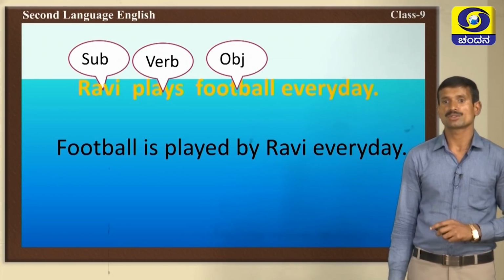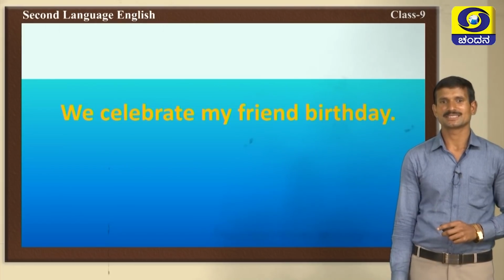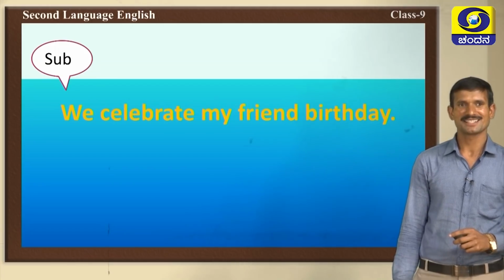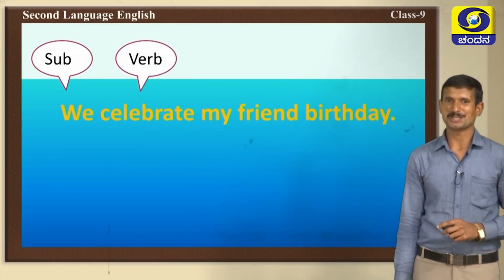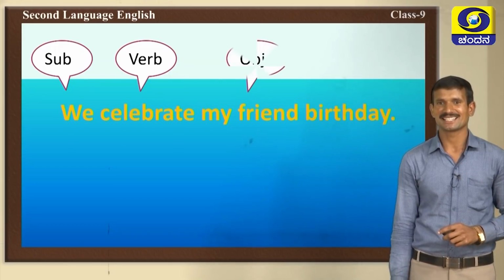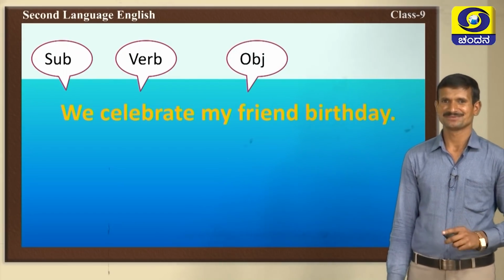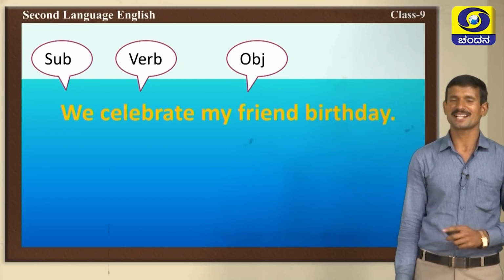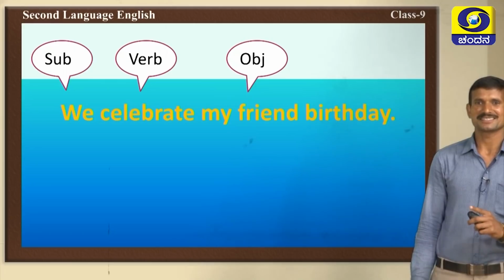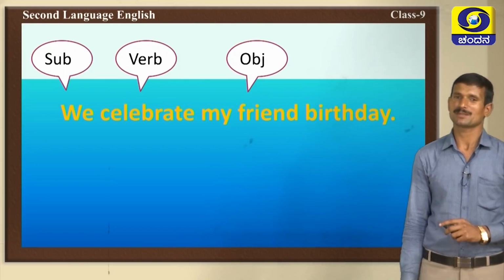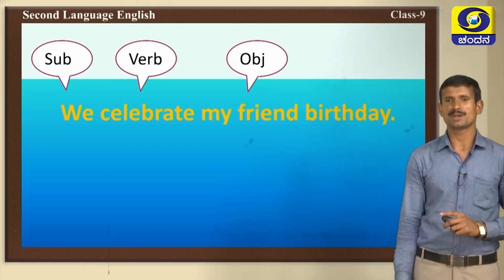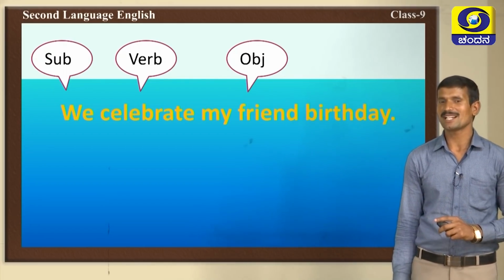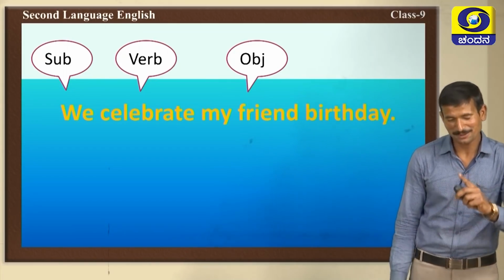Now, let us know many more examples. We celebrate my friend's birthday. Here, we is the subject. Celebrate is the verb. Next, my friend's birthday is the object. Now, change the object into the subject place. Which is the object here? My friend's birthday. My friend's birthday comes to the subject place. Then, my friend's birthday is a singular noun. Celebrate is present form.